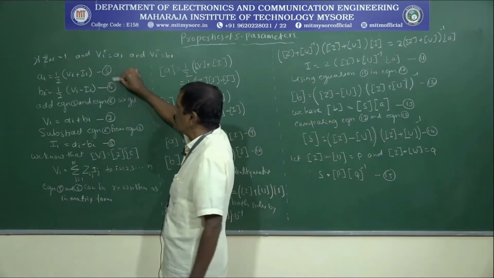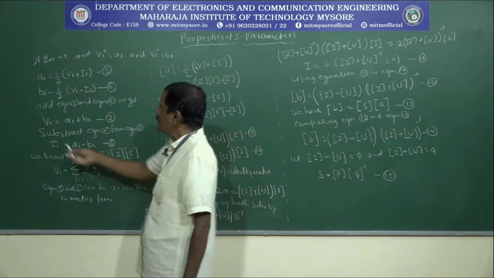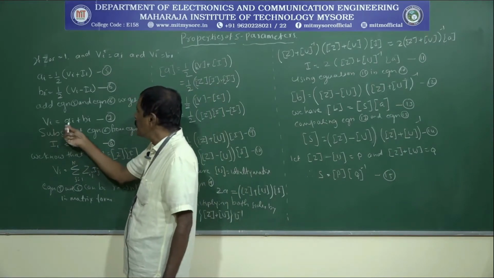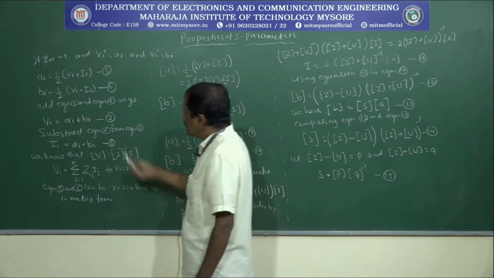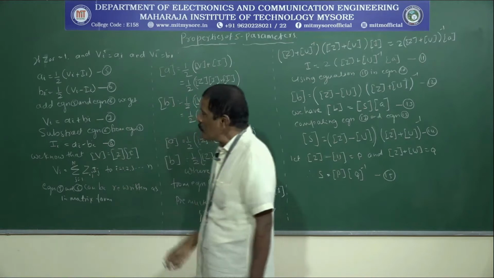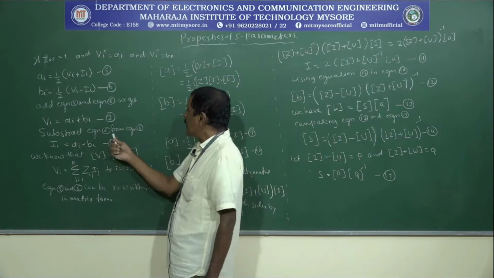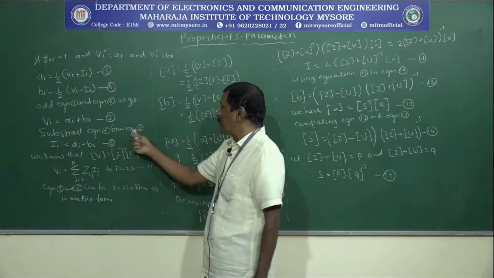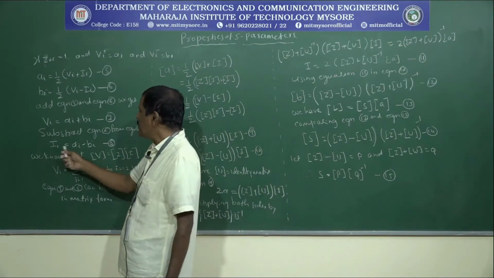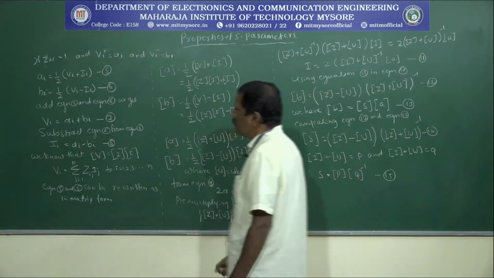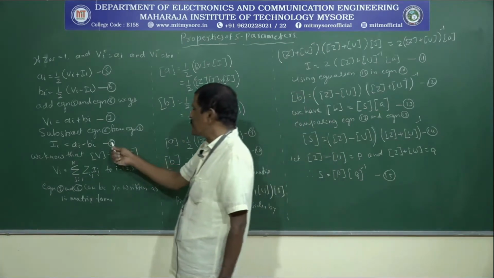When I add equations 5 and 6, I get Vi equal to Ai plus Bi, and let us call it equation number 7. Then subtract equation 6 from equation 5. Then I get Ii equal to Ai minus Bi. Call it equation number 8.